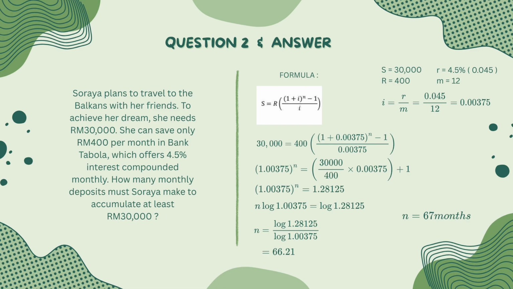So by using this, we can put the numbers given into the formula, and then we have to find n. First we have to put the n on the other side, which would be 1.00375 to the power of n equals 30,000 ringgit over 400 multiplied by 0.00375 plus 1. So 1.00375 to the power of n equals 1.28125. To find the n, we have to use the log. So n log 1.00375 equals log 1.28125, so n is 66.21. We have to round up, so it would be 67 monthly deposits. So for part B question number 2, the answer would be 67.